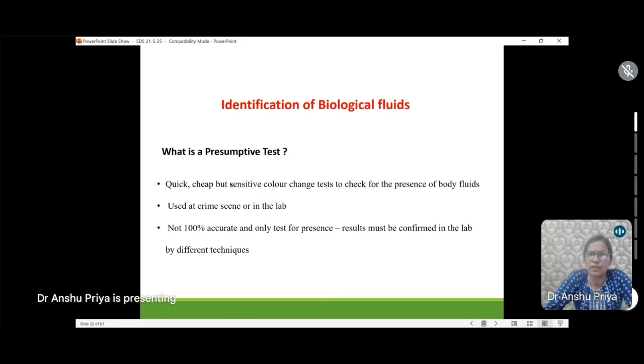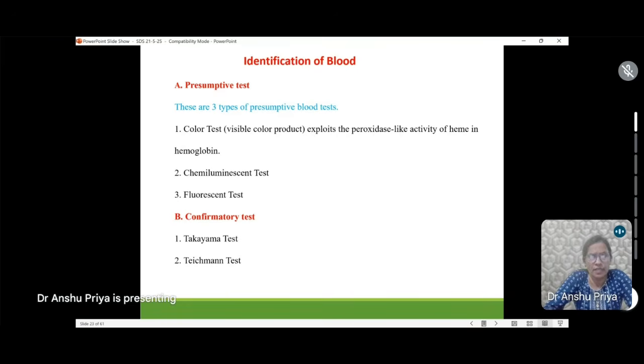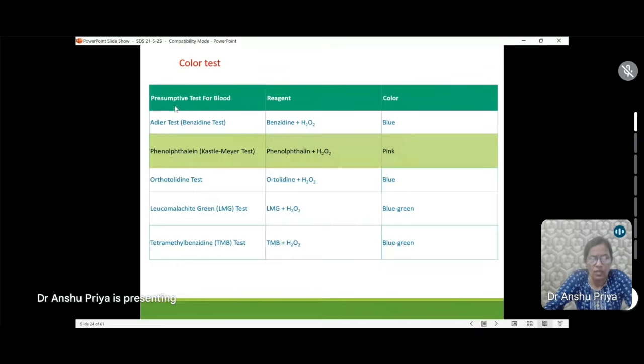The presumptive test is not an accurate test, but it gives some idea about the biological fluid. For blood, there are various presumptive tests like the color test, chemiluminescent test, and fluorescent test, and several confirmatory tests like the Takayama and Teichmann tests. These are all in table form. Most commonly in the lab, for blood identification we do the phenolphthalein test.